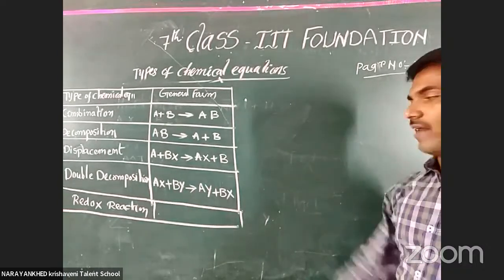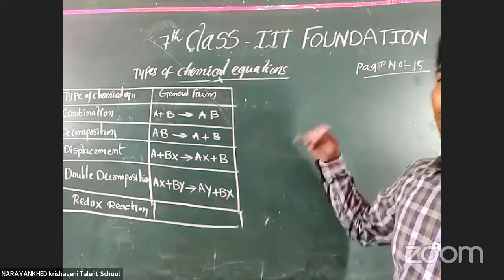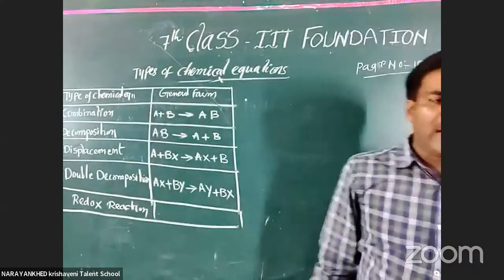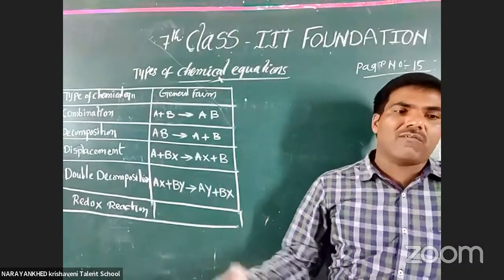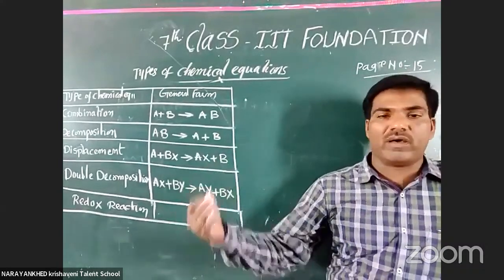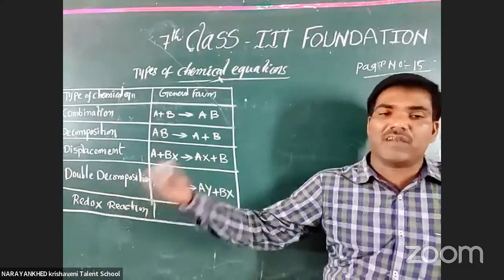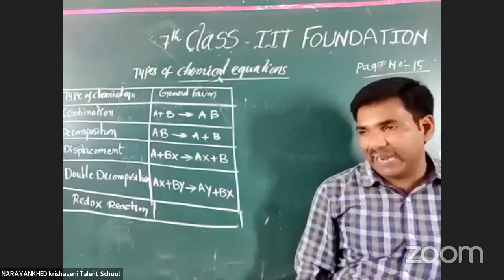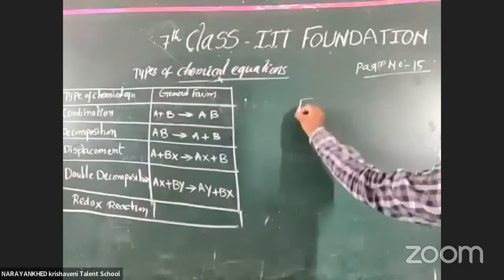Yeah. Next, the last one is what? Redox reaction. A redox reaction is when one substance undergoes an oxidation process. Oxidation is when an electron is removed from the atom. When an electron is removed from the substance, it is called oxidation.